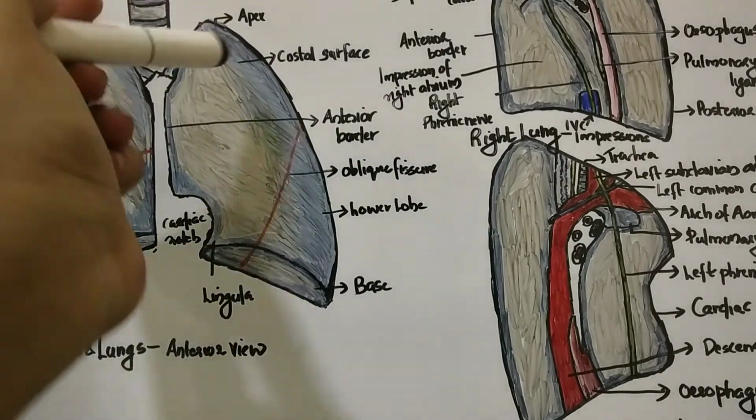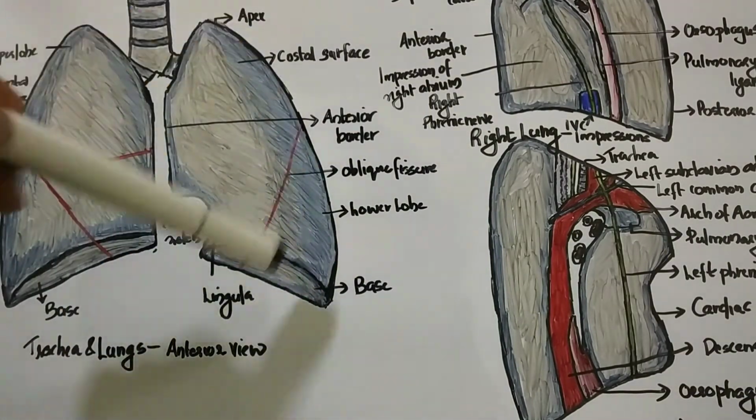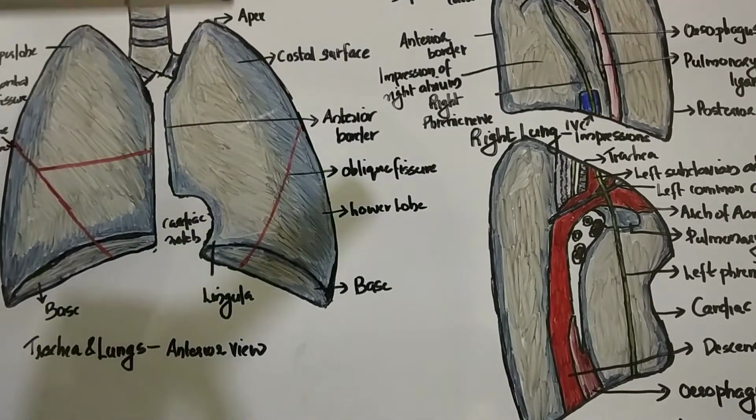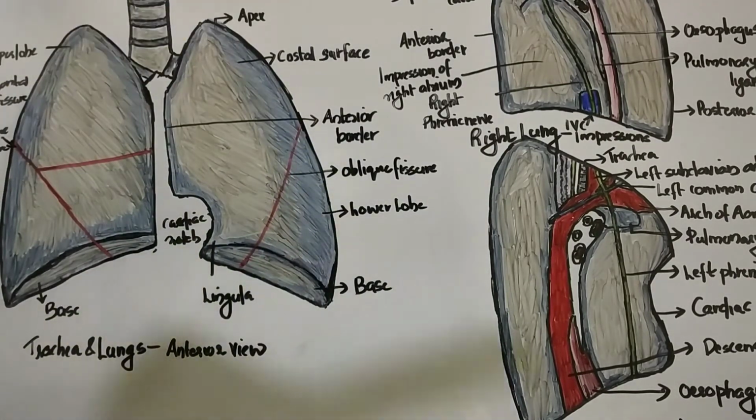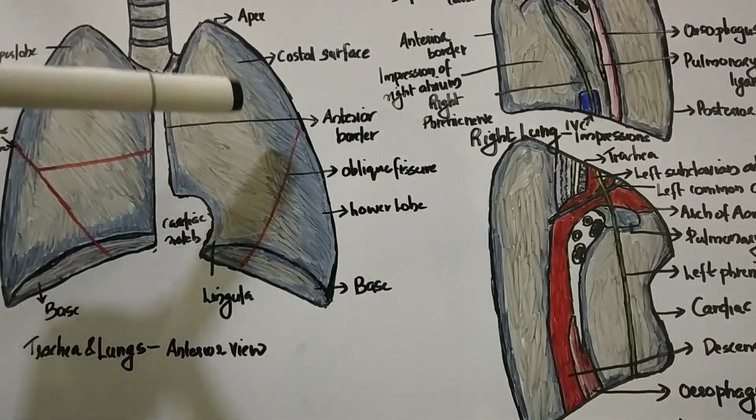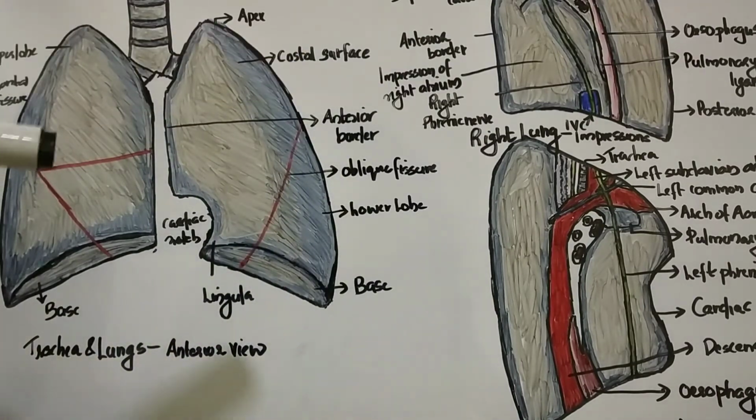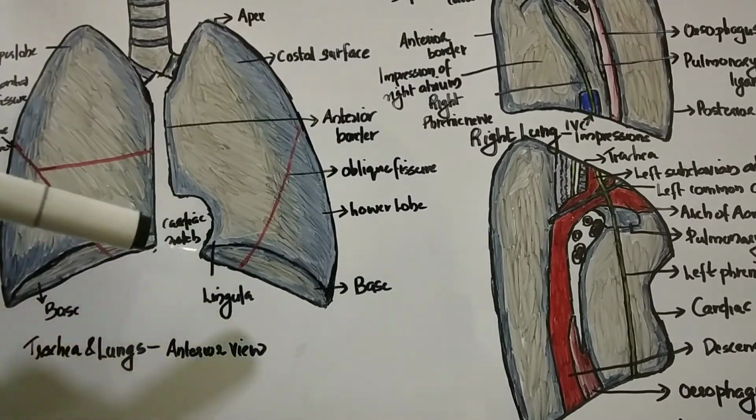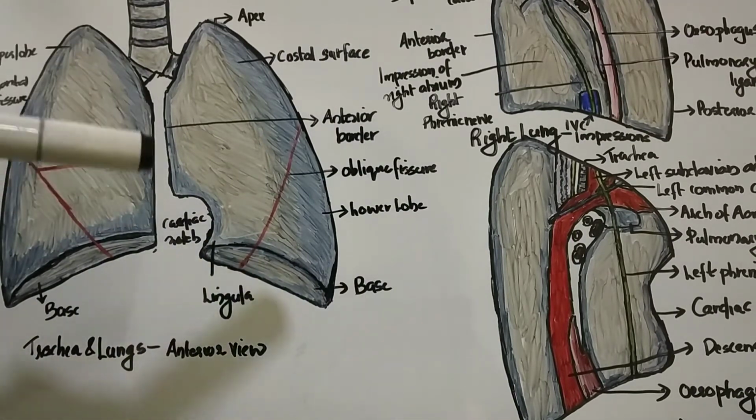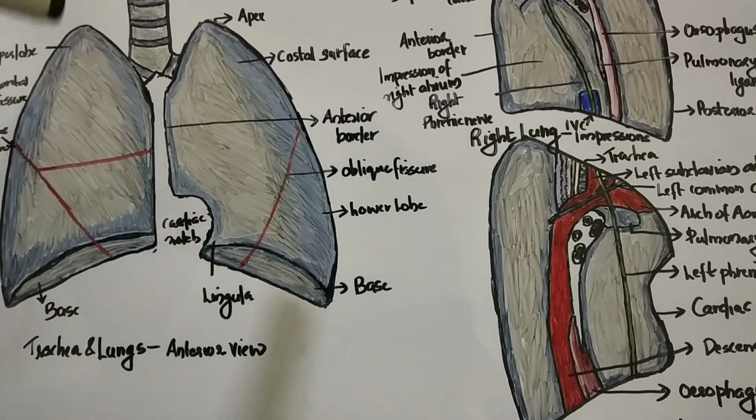So next are the surfaces of the lungs. The lungs have two surfaces, that is a costal surface and also a medial surface. The costal surface is large as well as convex, and it is related to the costal pleura and also the thoracic wall. And the medial surface is divided into an anterior mediastinal part and also a posterior or vertebral part.